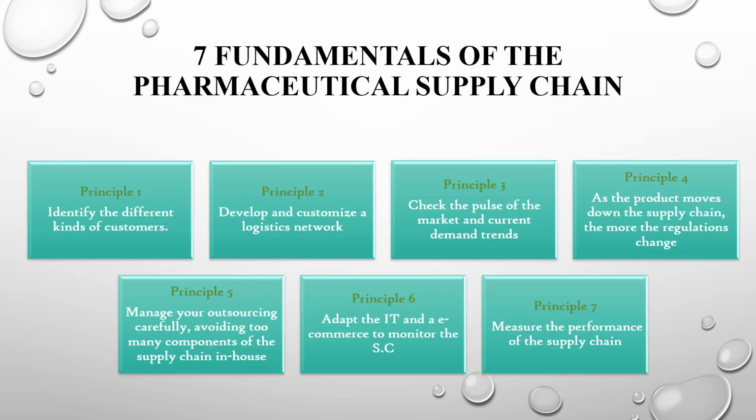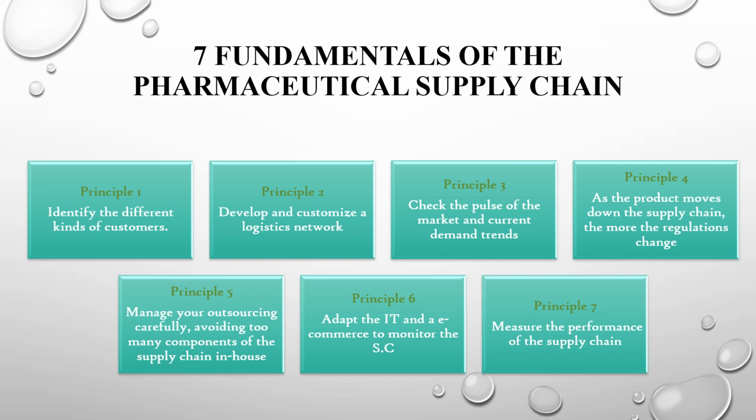Seven fundamentals of the pharmaceutical supply chain. Principle 1: Identify the different kinds of customers. Principle 2: Develop and customize a logistics network. Principle 3: Check the pulse of the market and current demand trends. Principle 4: As the product moves down the supply chain, the regulation changes more.